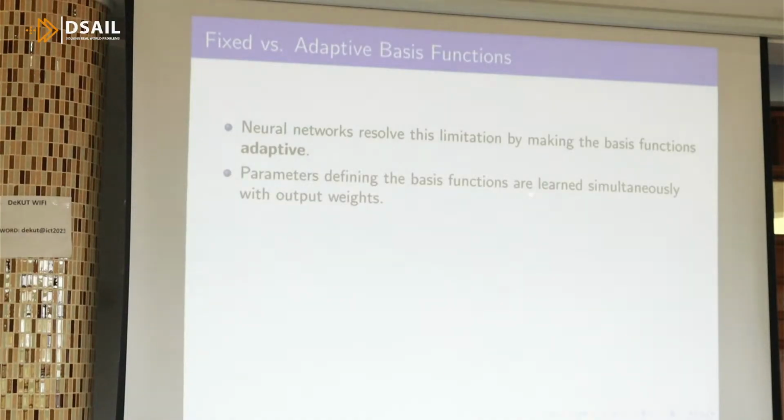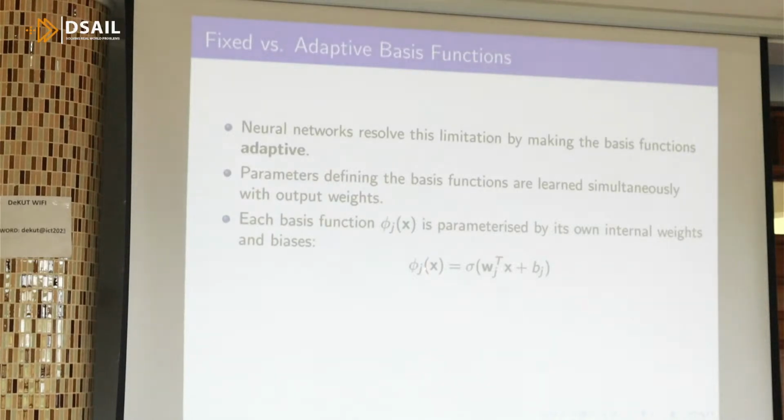Parameters defining the basis functions are learned by the model. Each basis function, phi j of x, is parameterized by its own internal weights and bias. So the basis functions look like this. There is a linear combination that you do. You add a bias, and then you pass that through some function, some nonlinear function, I should say. This is what introduces nonlinearity in the neural network. That function, sigma, is often referred to as an activation function in neural networks. All right. So the data itself determines the most optimal features to extract in your model.